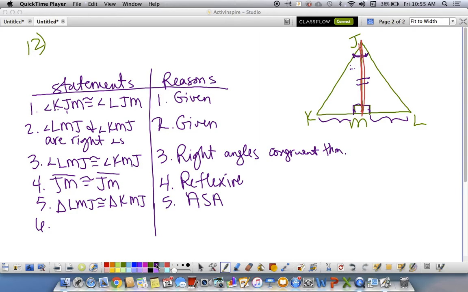If we have congruent triangles, are all of their corresponding parts going to be congruent? Yes. KM is congruent to LM. How do we know? Corresponding parts of congruent triangles are congruent. CTC.